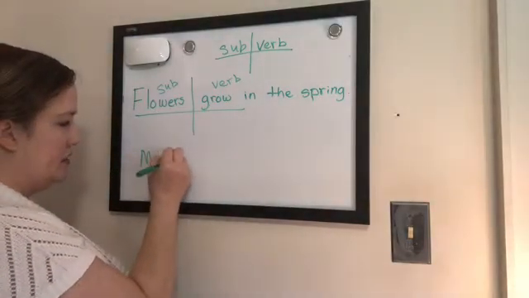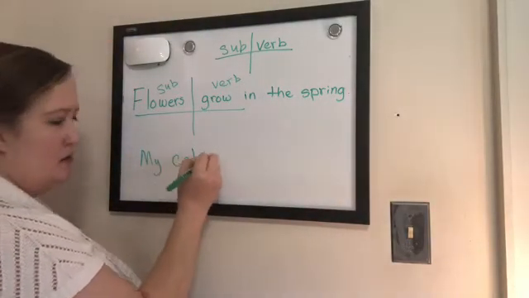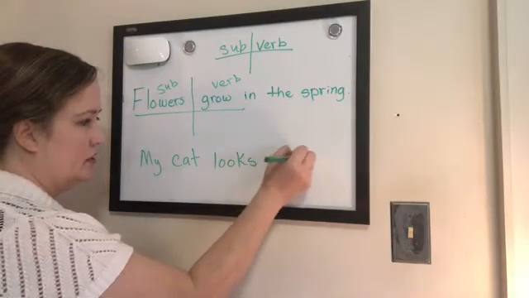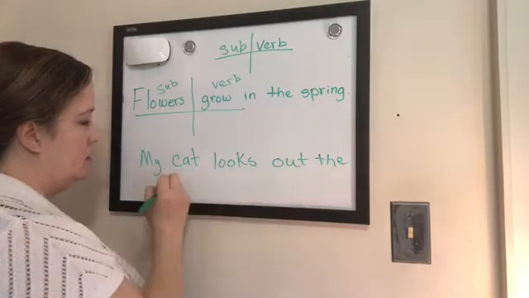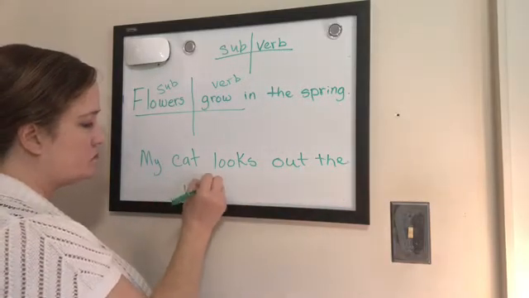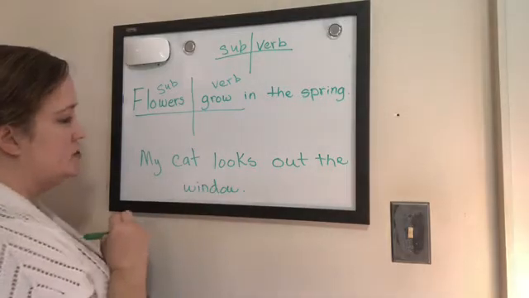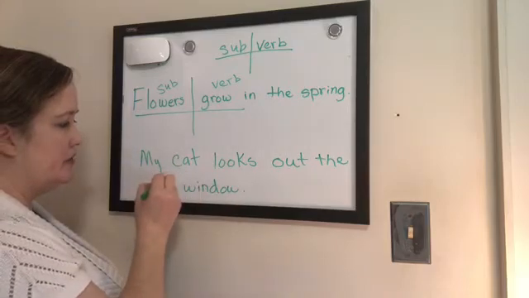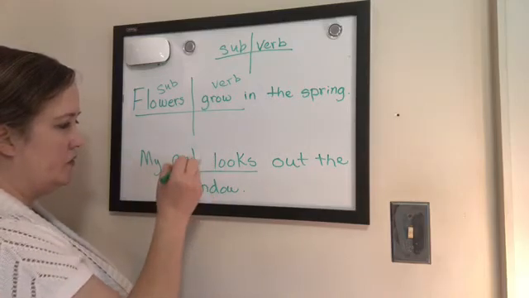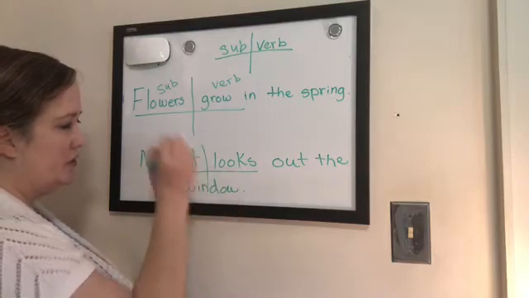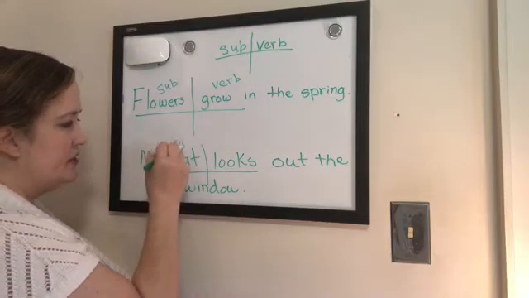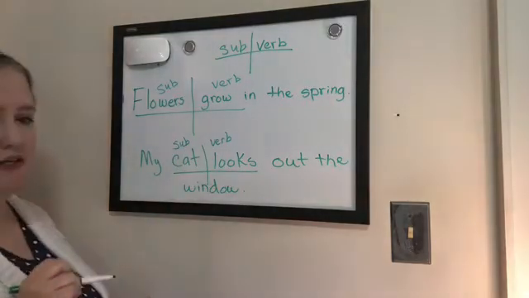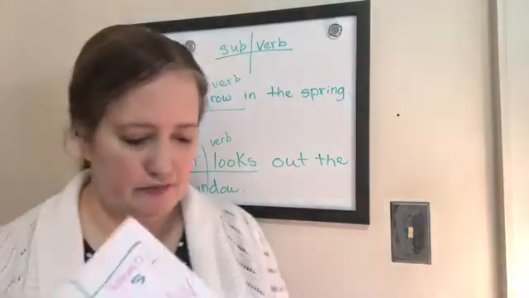My cat looks out the window. All right, so I find the subject and I find the verb. The cat looks out the window. Do the vertical line, do the horizontal one, do the vertical. This would be the subject and this is the verb. And that's how easy diagramming sentences can be.